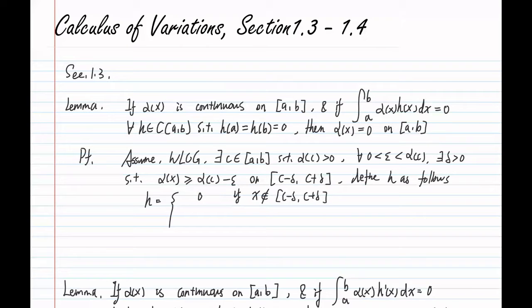And inside I'll have x minus the left point, which is c minus delta, multiplied by the right point, c plus delta, minus x. What does this look like? It looks like an upside-down quadratic function, and this is obviously continuous. So we're going to use this on the interval [a,b].